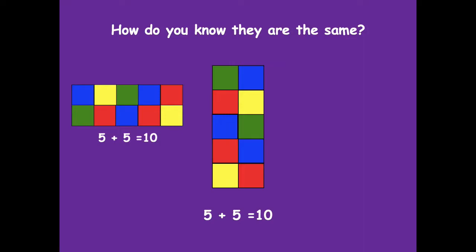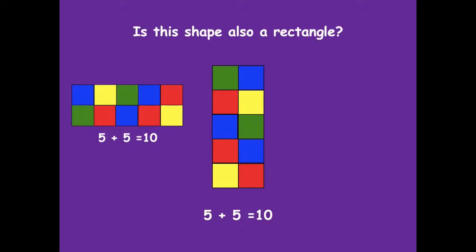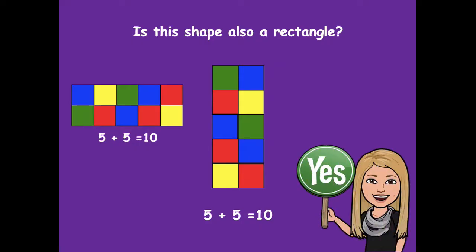Well, we know that it was the same rectangle, right? We just turned it on its side to be able to start that. It uses the same number of tiles. And it doesn't matter whether you have 2 columns of 5 or 2 rows of 5 because you have 2 groups of 5. And it's a rectangle. All right, so is this shape also a rectangle? Oop, I kind of gave that one away, didn't I? Yeah, they're both rectangles.